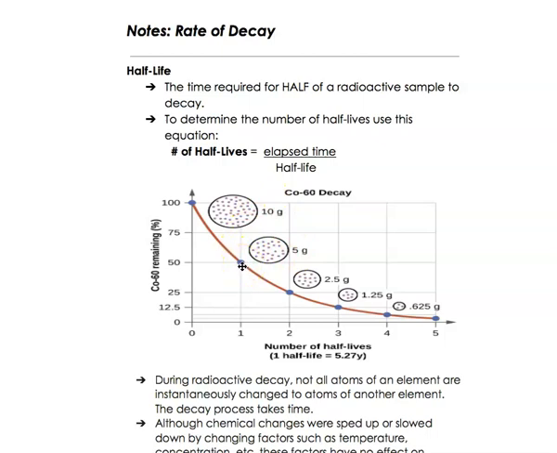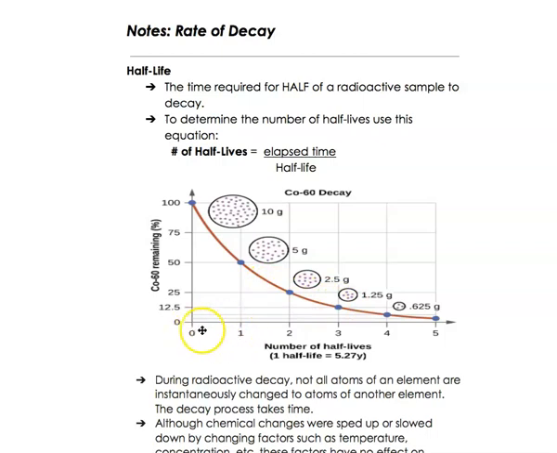Then after another half-life, you're going to have half of that. So instead of 5, now you have 2.5. And then after another half-life, you'll have half of that, and after another half-life, half of that again. So after 5 half-lives, this is how much you're going to end up with from the original sample. After 3 half-lives, this is how much you're going to end up with, during the duration of these 3 half-lives.